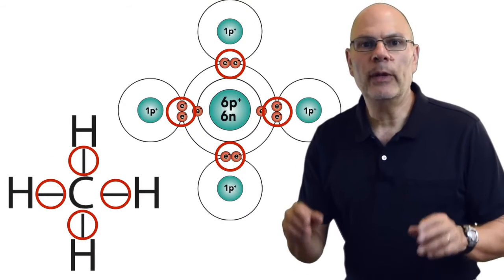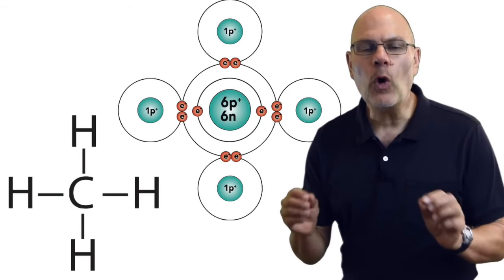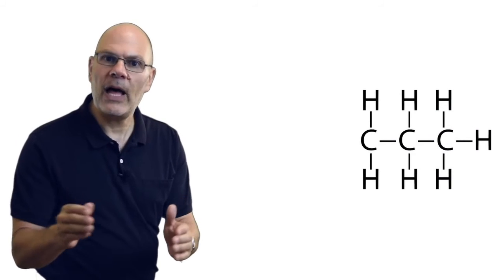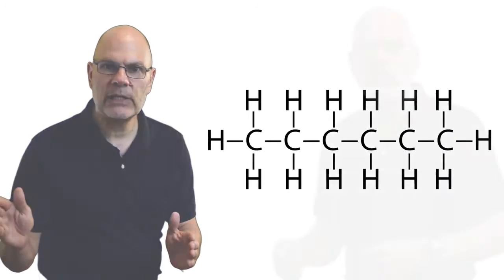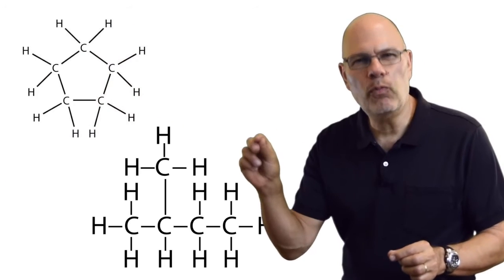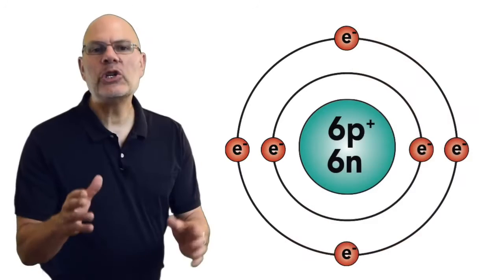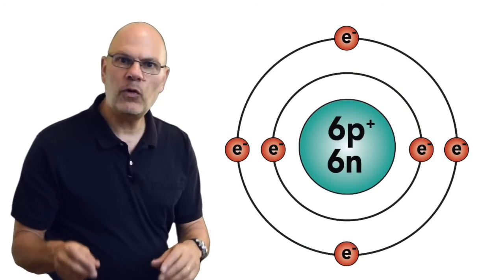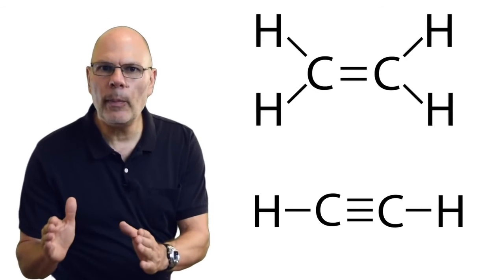Here's carbon forming 4 covalent bonds with 4 hydrogen atoms to form methane. If you can form 4 covalent bonds, you can form chains. You can form rings and also branched molecules. Here's another thing about carbon. With 4 valence electrons, it easily forms double bonds and even triple bonds.